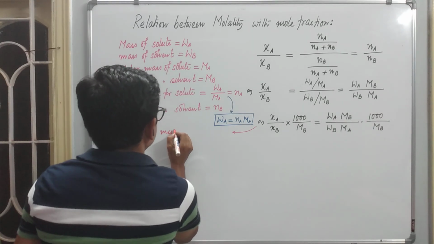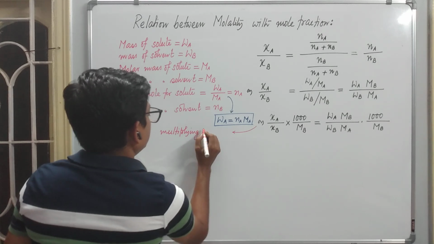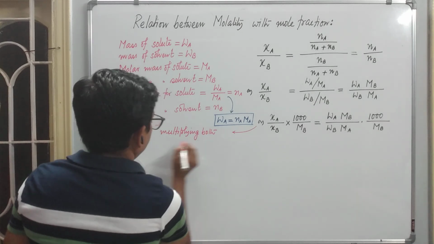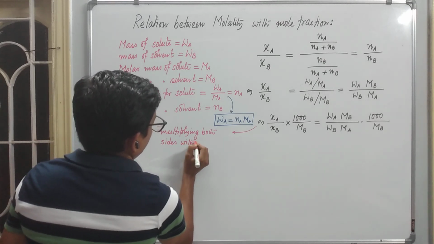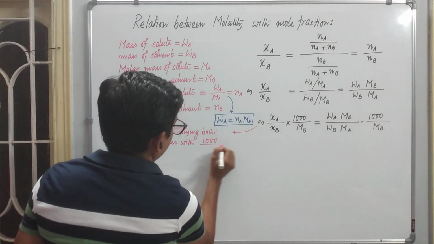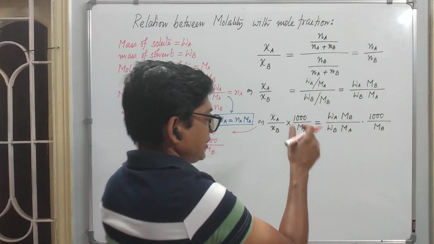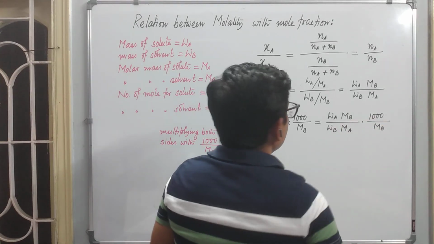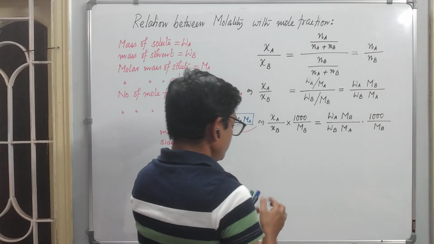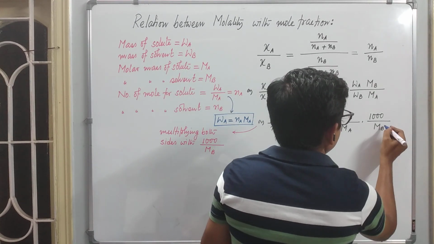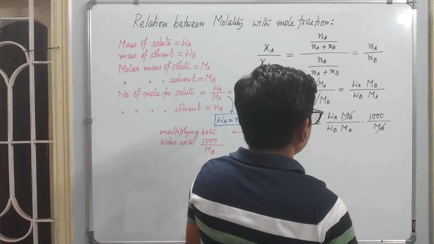So here what I have done is multiplying both sides with 1000 divided by molar mass of the solvent. Okay, there is a definite reason, so that I can bring the molality unit. So after doing this multiplication, you can easily see that this one cancels out. Okay, so what is left over?